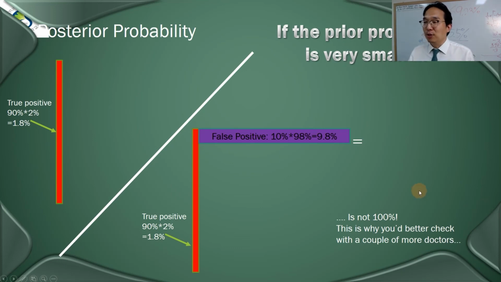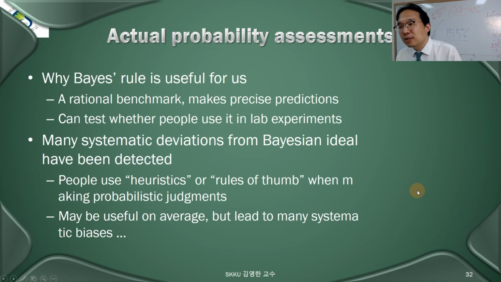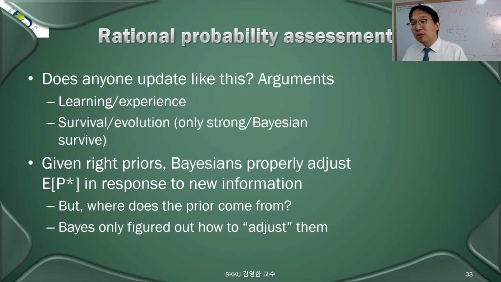I should be more serious than this. Anyway, that's about the posterior probability. Now, why is Bayes rule useful for us? Well, a rational benchmark, right? It's a nice model, a wonderful model, a scientifically solid model about how we update our information in terms of probability assessment. It makes precise predictions and we can test whether people use it in lab experiments, and many systematic deviations from the Bayesian ideal have been detected. That's something I have to tell you later, but let me go to the next slide first and come back.